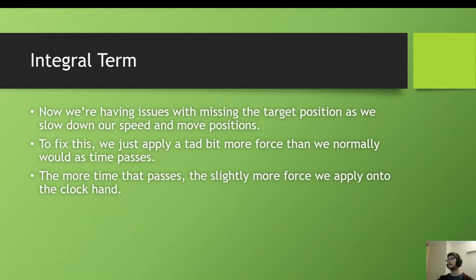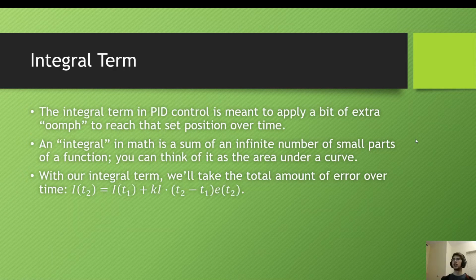The more time that passes, the slightly more force we're going to apply to the clock hand. The integral term in PID control is meant to apply a bit of extra oomph, some additional force, like we saw with the clock hand, to reach the set position over time. And that is a metaphorical reach, right? It doesn't always have to be that you're reaching a position. You could be trying to reach a speed. You could be trying to reach an acceleration.